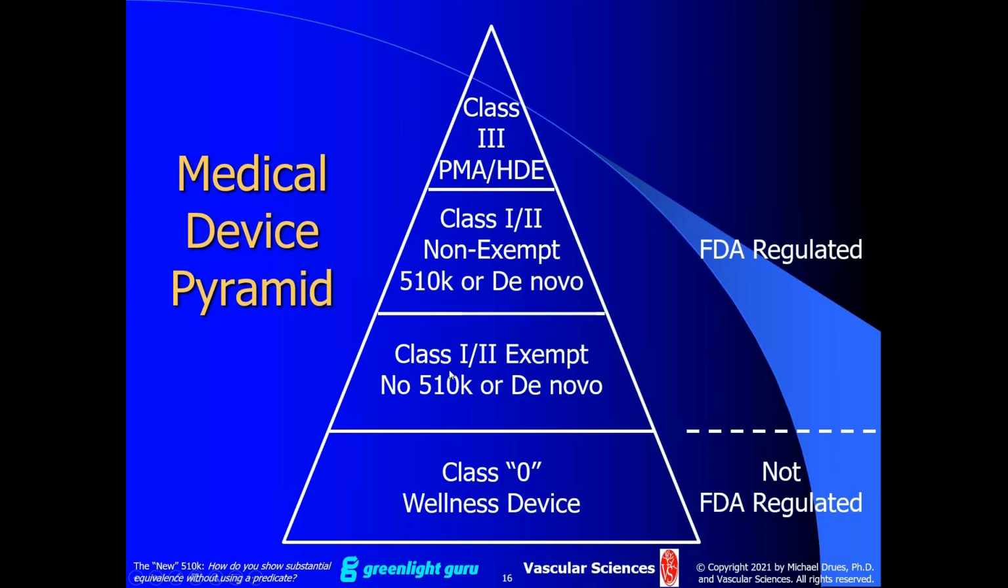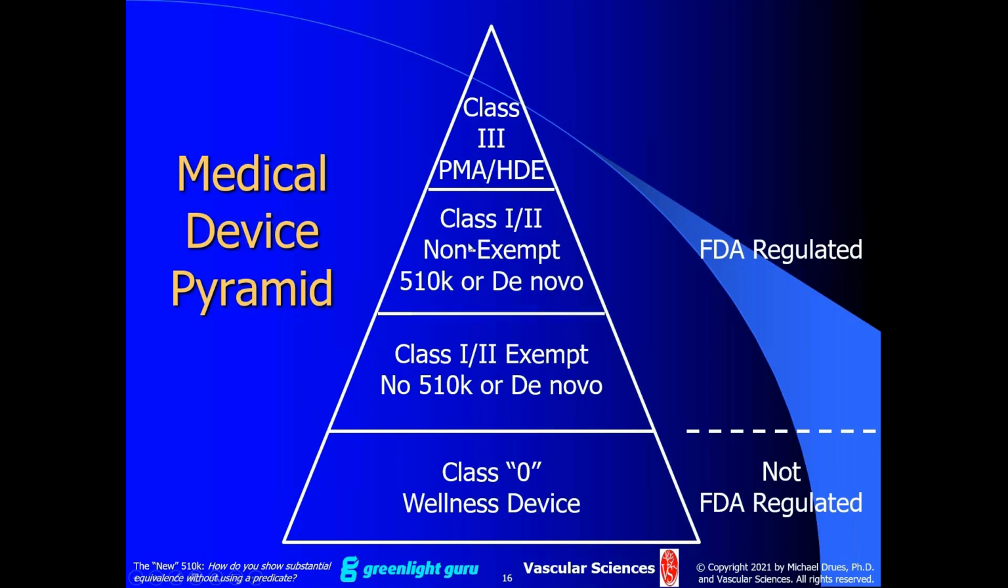One level above that are the Class 1 or 2 exempt devices. Exempt in this context means that no formal review of the device is required by the agency, no 510(k), no de novo, no PMA, what have you. You still need to have FDA registration, you still need to have a quality management system, design controls, and so on, but no formal review of the device.